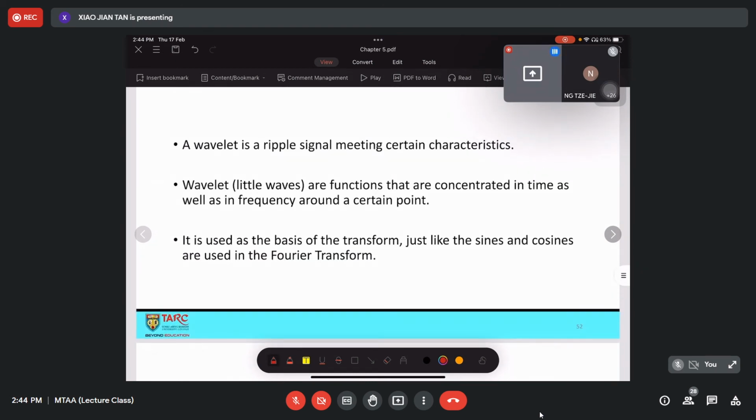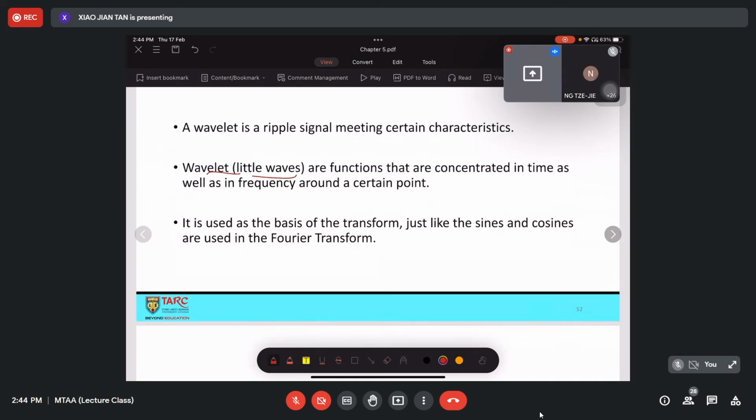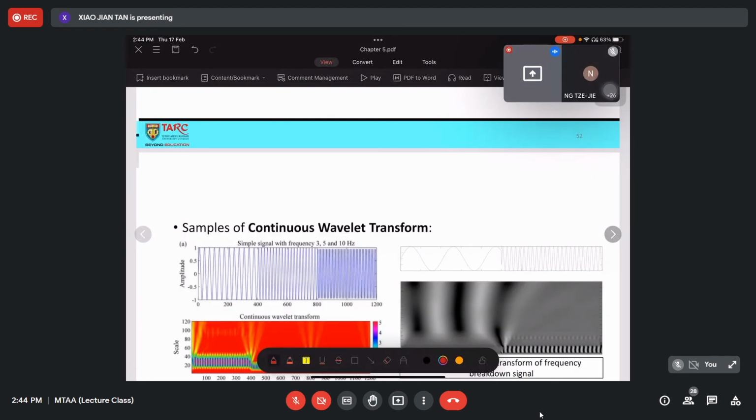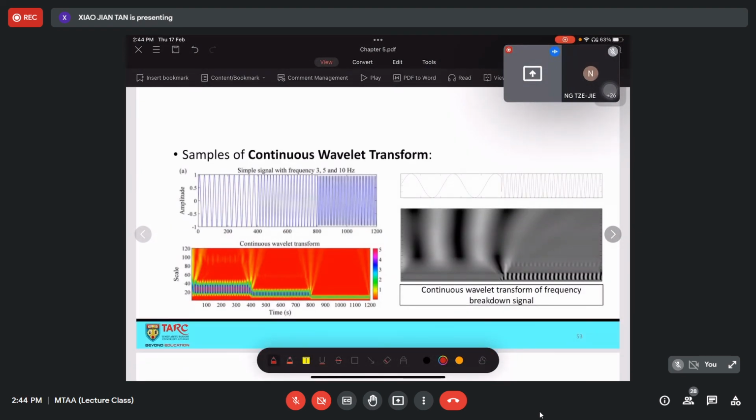So a wavelet is a ripple signal meeting certain characteristics. A wavelet is actually a little wave function that is concentrated in time as well as in frequency around a certain point. It is used as the basis of the transform, just like the sine and cosine are used in the Fourier transform.